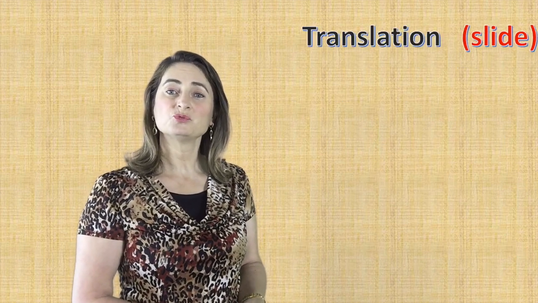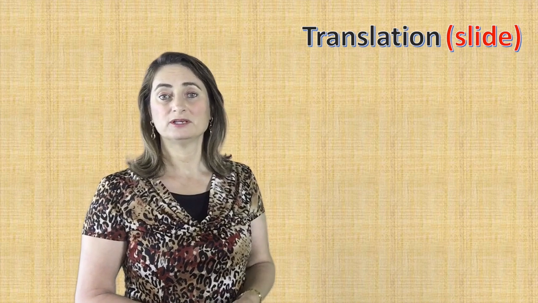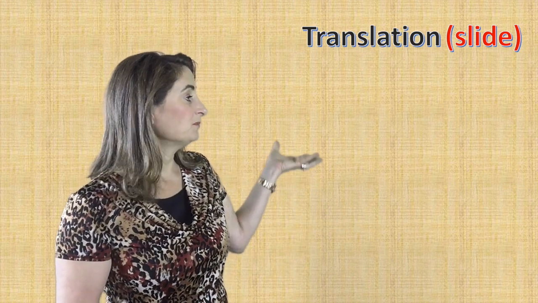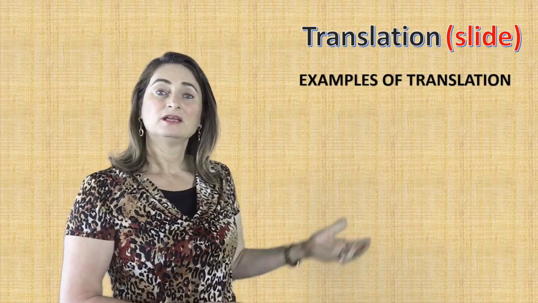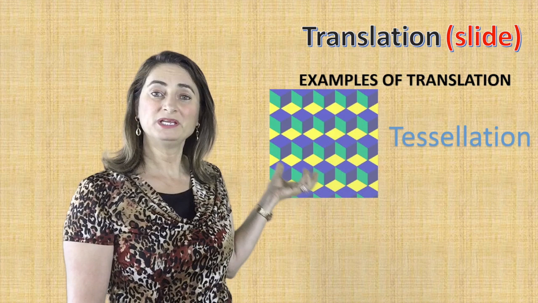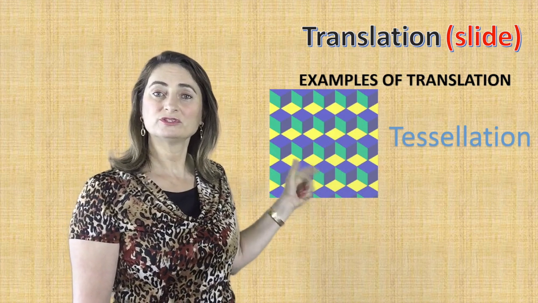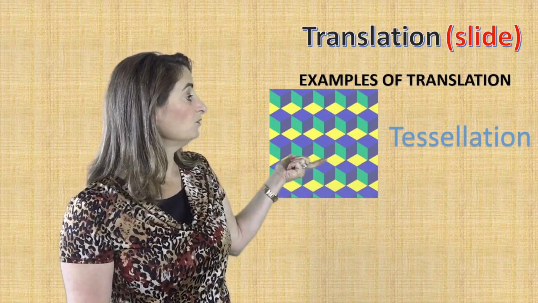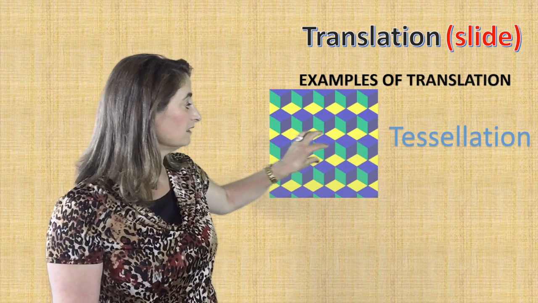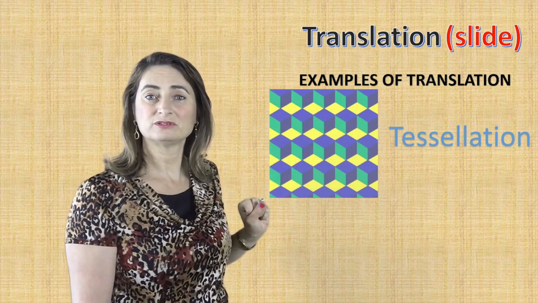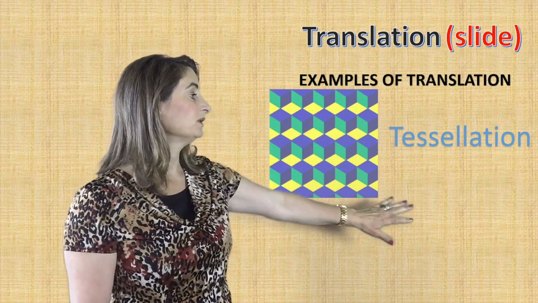So now we will be discussing translation, which is the first way to transform a figure in a coordinate plane. But before we move on to the coordinate plane, let's talk about examples of translation in the real world. Tessellation is created when you repeat a shape over and over to cover the surface without any gap or overlap. And you can tell the cubes are being repeated or slid to the right or down to create this beautiful tessellation. Or when you're building a brick wall.